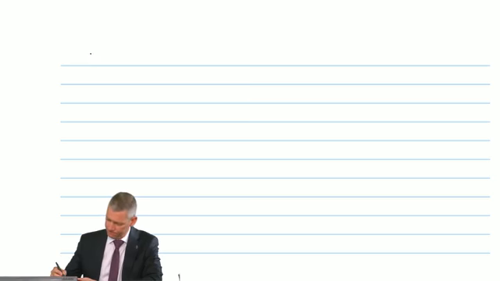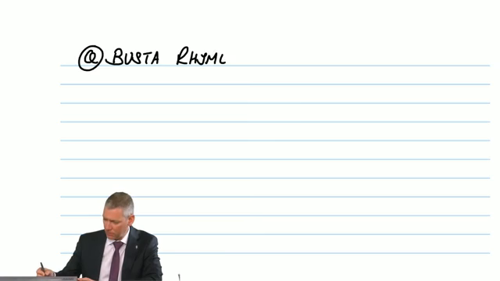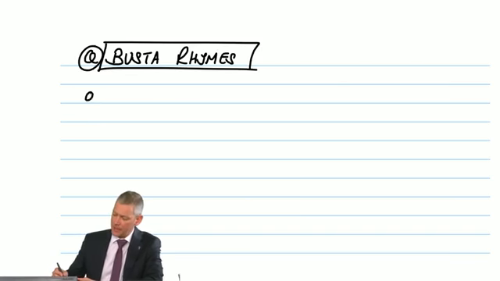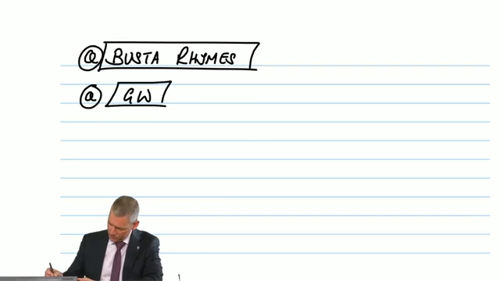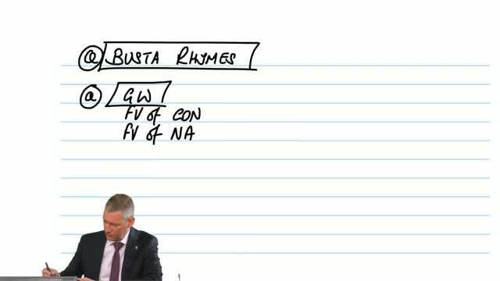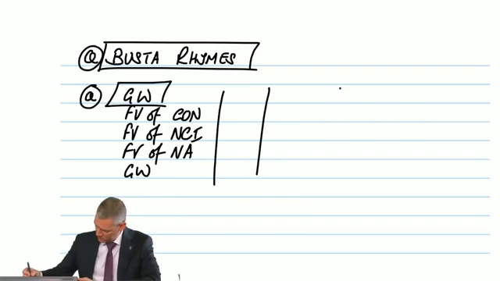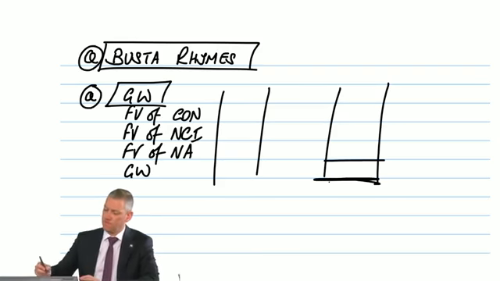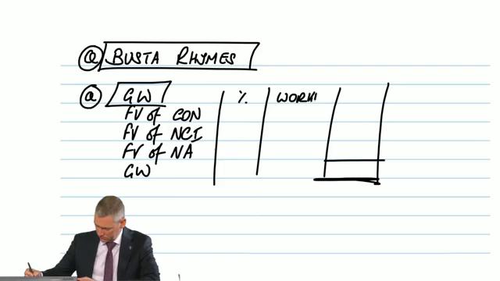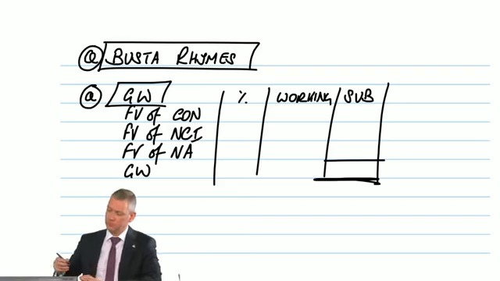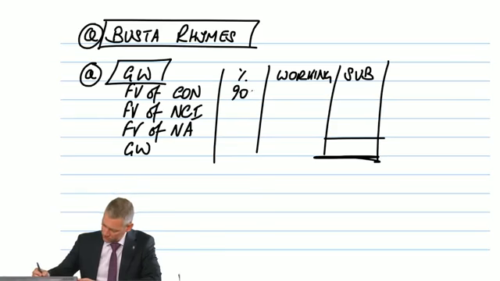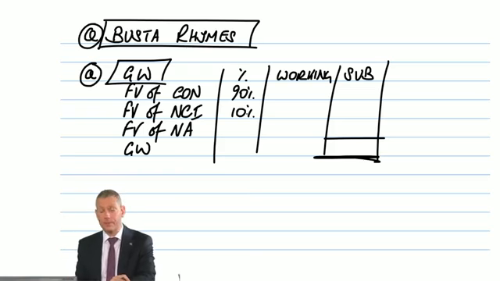So final question. Buster Rhymes. A asks for goodwill again. So we copy from the opening paragraph.